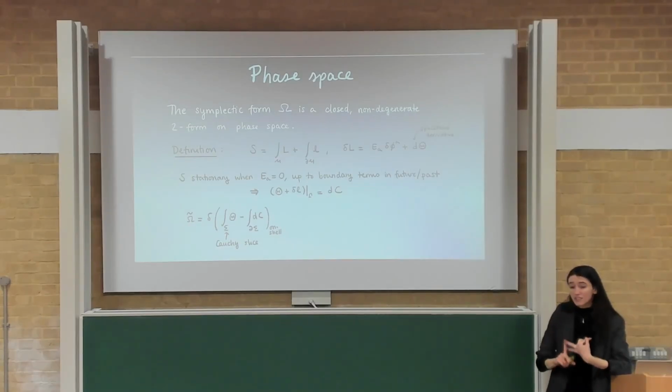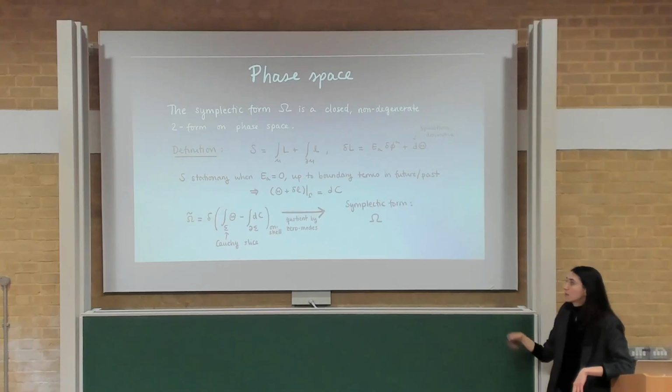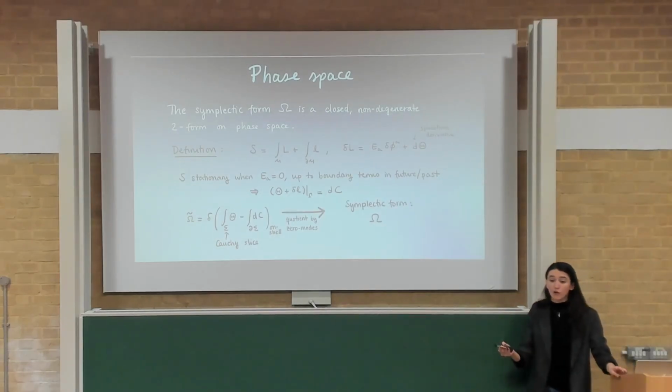That the action is stationary when the equations of motion are satisfied up to boundary terms of future and the past. This is why we don't impose boundary conditions in the future and the past when we're defining theories. And that to calculate the symplectic form, we do an integral over a Cauchy slice. Then the last step is just quotienting by the zero modes of this form, this pre-symplectic form.